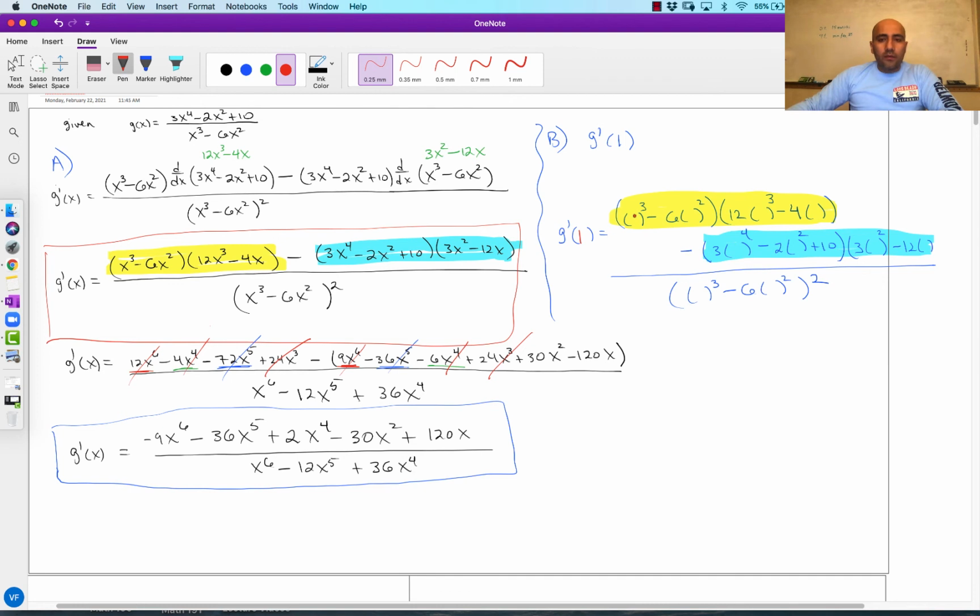So it's 1 cubed minus 6 times 1 squared times 12 times 1 to the power of 3 minus 4 times 1 minus 3 times 1 to the 4th power minus 2 times 1 to the 2nd power plus 10 times 3 times 1 minus 12 times 1, all of it divided by 1 to the 3rd power minus 6 times 1 squared, the whole thing raised to the power of 2. Okay. So now we can simplify that a little bit.